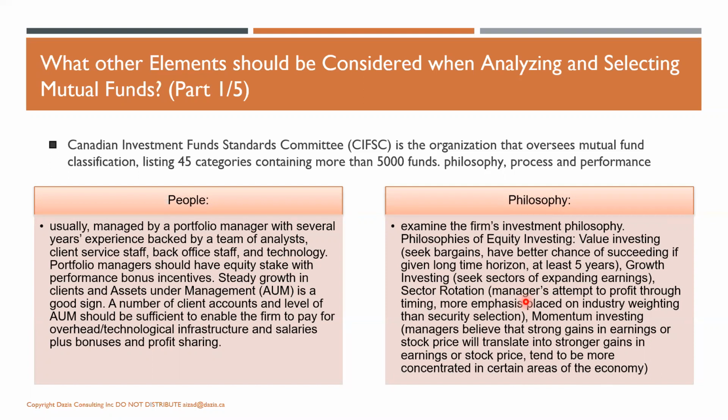Second is the philosophy. The philosophy is what their objective is, like equity investing. Some of them do value investing. If you go to a thrift shop, sometimes you get some really good deals. You can get brand name items for really cheap, right? Portfolio managers seek bargains. They're looking for shares of good companies whose share price has gone down. They try to invest in those because they think that over 3, 4, 5 years, they will go up, right?